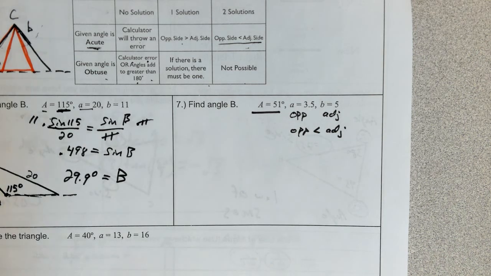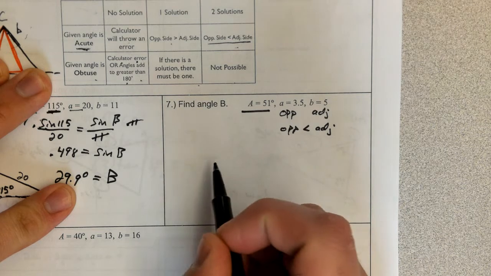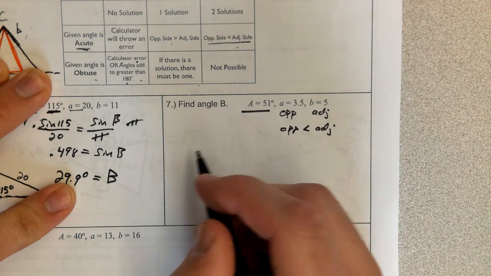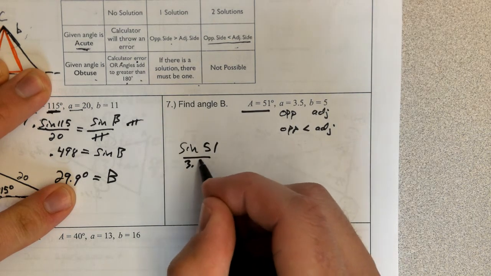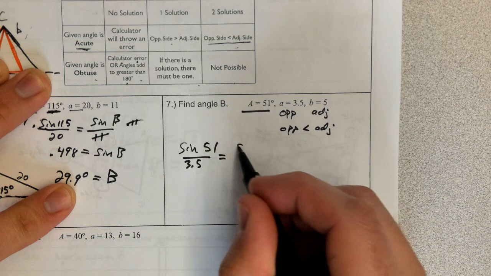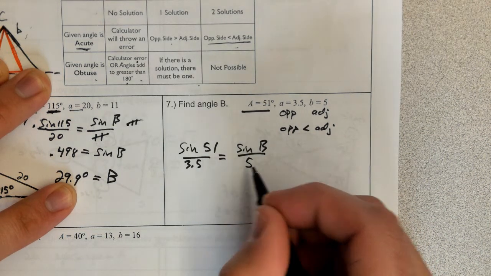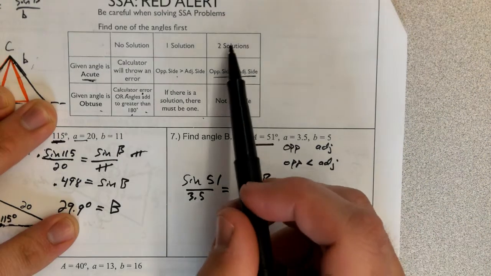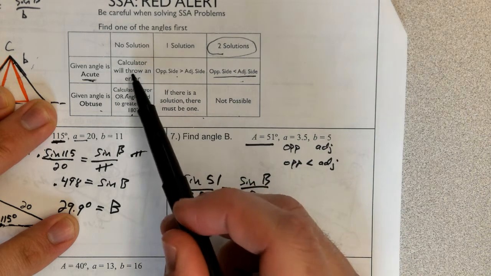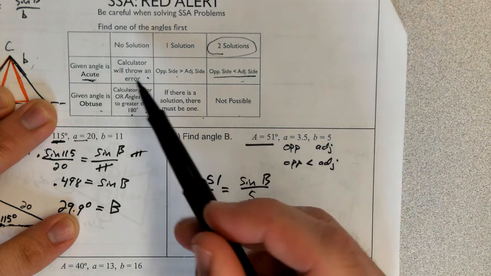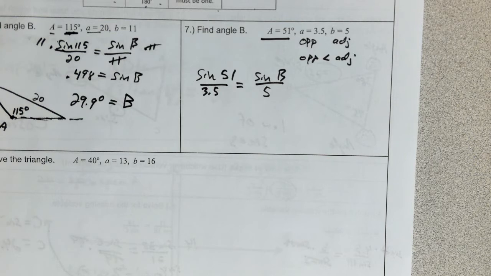And all we're trying to do is find this angle. So let's set this up. I've got sine of 51 over 3.5 is equal to sine of B over 5. Now, this is a two triangle or two solution situation, but you should always run it through first, see if your calculator throws an error in this first step. I'm just going to show you everything in the calculator instead of writing it all out.